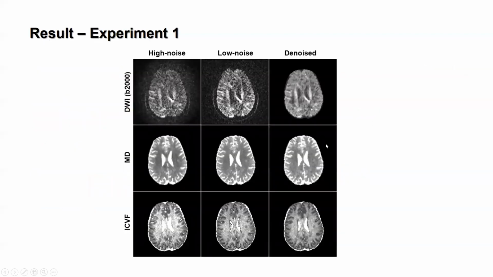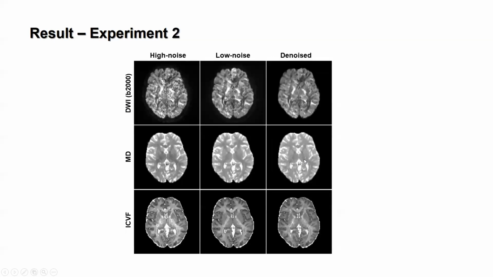Okay, so here's the result of experiment 1. We only showed MD and ICVF because FA is not very sensitive to rectified noise. The denoised image showed a lot more details than the high noise image and even the low noise image. And the underestimation of ICVF around here is largely corrected after denoising. The underestimation of mean diffusivity in this region is also corrected, but maybe a little overdone though.